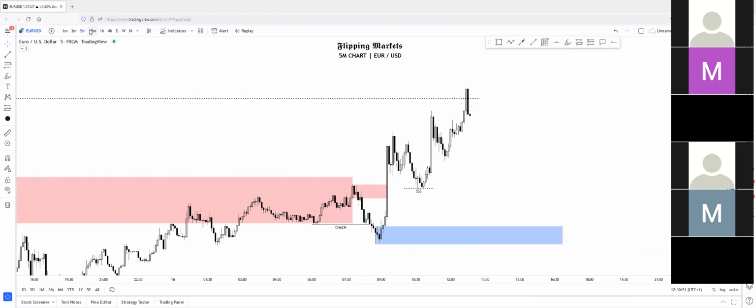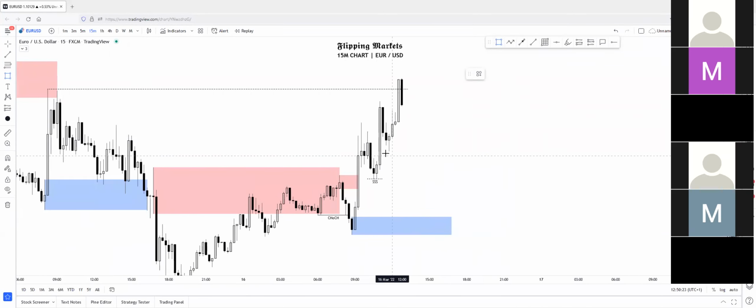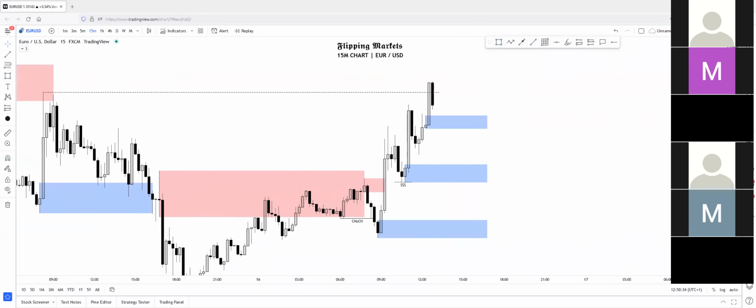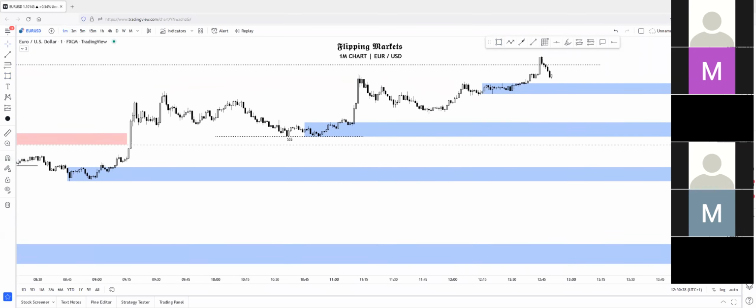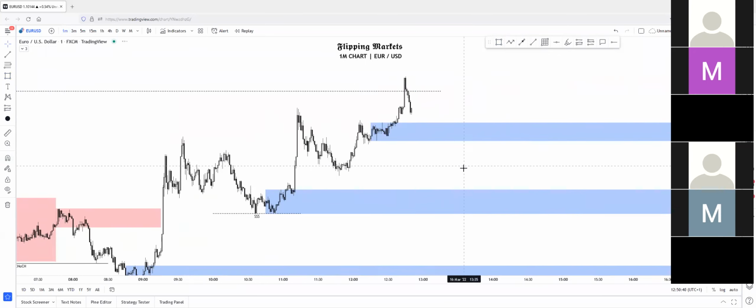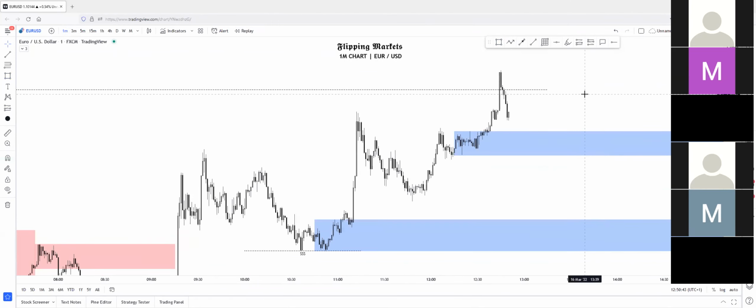Let me just mark some more demand zones out at this region. Actually, this is the last recent valuable 15-minute demand zone. This is the next valuable demand zone. So we have 3 current demand zones at this region. Let me just switch to the 1-minute chart and let's see what we can expect from the 1-minute chart price action.